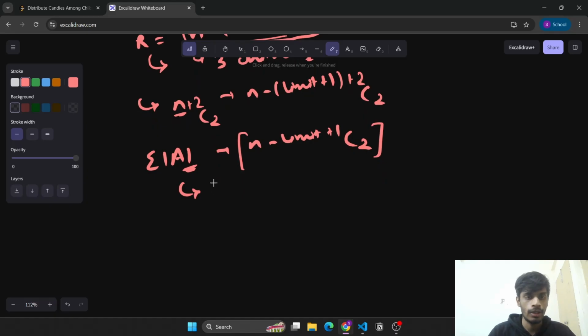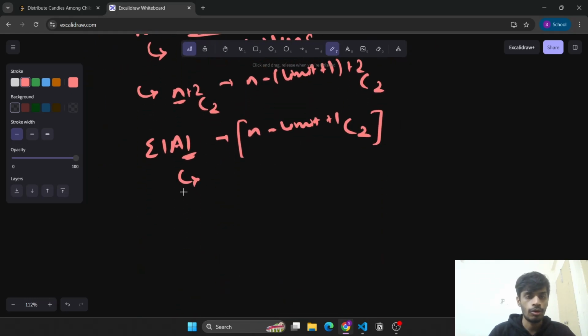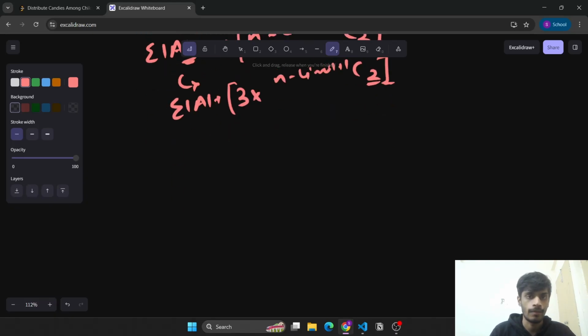Since the child who will violate the condition, we can also choose in three ways, right? 3C1 ways. Hence the overall summation mod A would be 3 into this value, n minus limit plus 1 c2, because we initially need to choose a child who violates the condition as well.